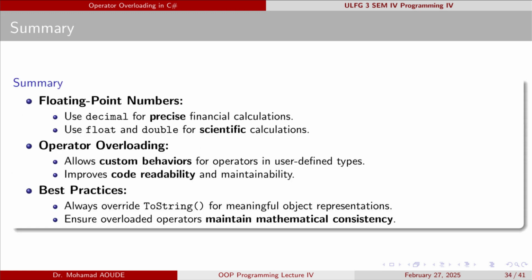Quick summary. Use decimal for precise financial calculations. Use float and double for scientific data. Overload operators to make your classes behave naturally. Always override toString for clarity. This is the art of building classes that are easy to trust and easy to use.